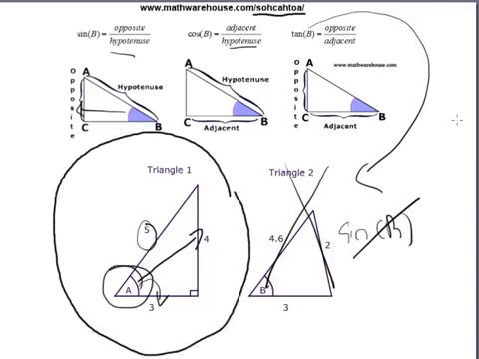So you need a triangle like number 1 to be able to use sine, cosine, or tangent. Alright, that's it. The next tutorial will work on actually using these sides that are opposite, adjacent, etc. to find the ratios.